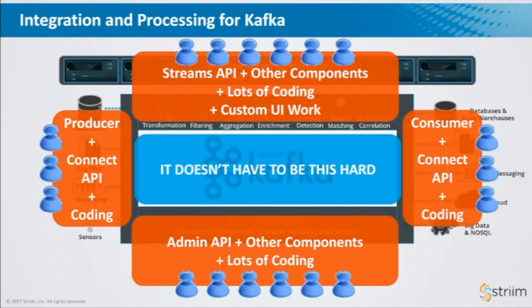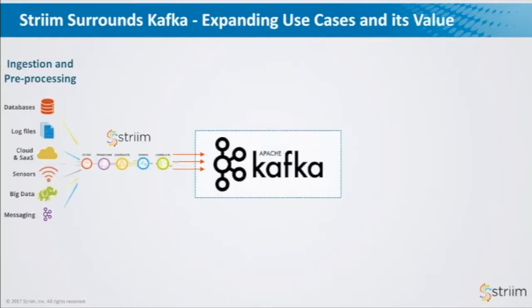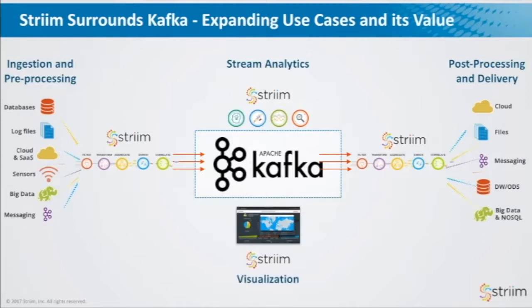What we have done is surround Kafka with the Stream platform by being able to do the ingestion and pre-processing of data, so collect from all those sources and deliver into Kafka. Be able to take data out of Kafka, do further processing, preparation, formatting, and then deliver where it needs to go. Be able to do analytics on top of Kafka, so things like the correlation and complex event processing and anomaly detection and integration with machine learning, and visualize that through dashboards. And crucially, this can be done through a drag-and-drop UI.